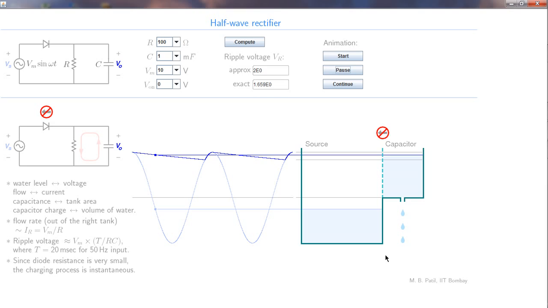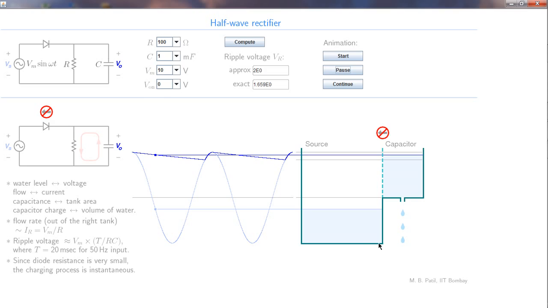Let us now comment on the size of the currents involved, in particular the load current and the diode current. Where is the load current in this picture? The load current is right here. So the load current basically is responsible for discharging the capacitor here, and this water flow is responsible for emptying the tank, the capacitor tank. And that is a relatively slow process, because we don't want the level to drop drastically. We want the level to be in fact constant.